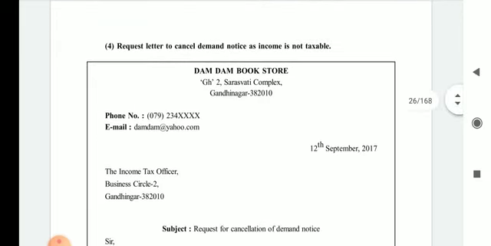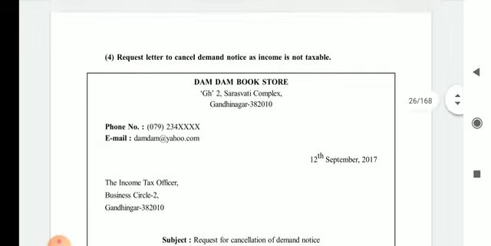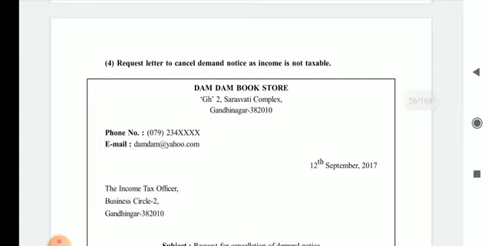If your income is not taxable, you are not forcefully demanded to pay income tax. But since you have received a notice for the same, you have to write a letter to the income tax department that your income is quite low and not taxable. Then why should they pay the tax and why did they get the notice from the department? So here we are writing this type of letter.